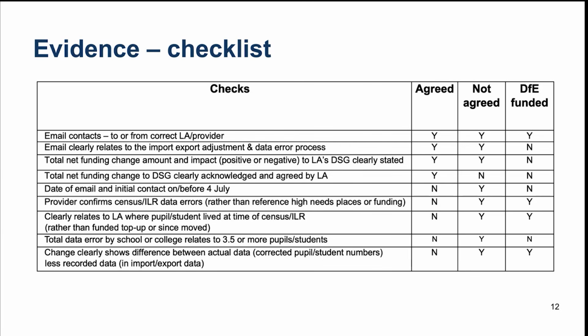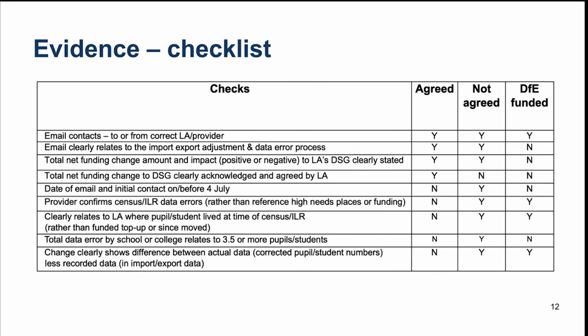For both not agreed and DFE funded changes, evidence of communication with the provider, shown at row 6 and 7, is required that clearly states a census or ILR data error, the corrected numbers at that time, and the difference to the published import-export data, and that it relates to where the pupil or student lives, rather than actually funds top-up or currently lives.